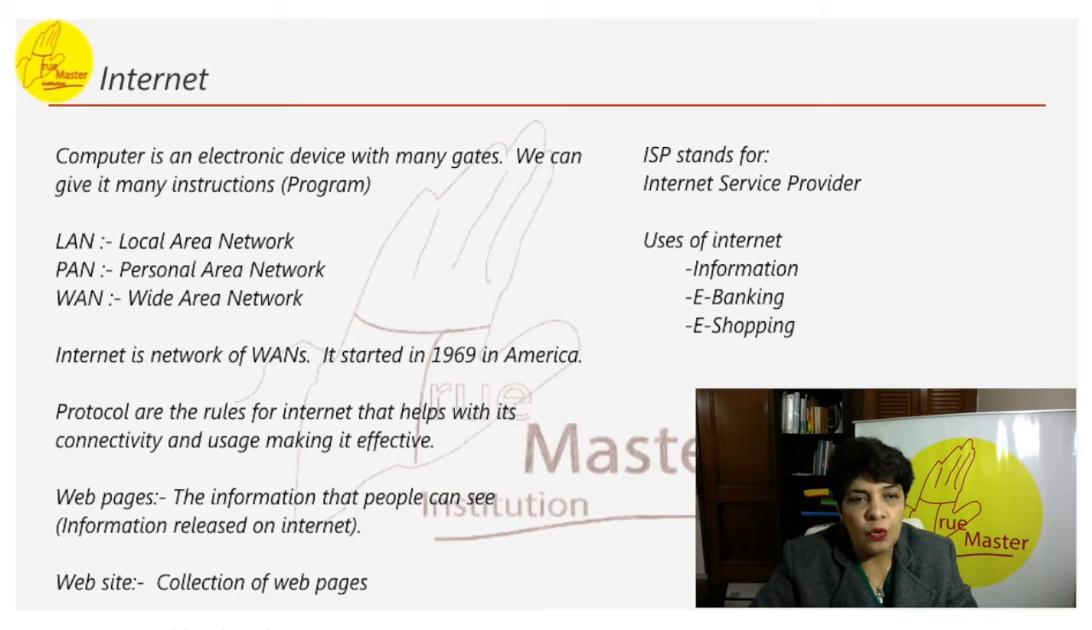Protocols, the term protocol means rules. Web pages, if we collect the web pages collectively, we can call it a website. ISP stands for Internet Service Provider. It can be Airtel, it can be MTNL, whatever is the internet service provider. Uses of the internet are like information, e-banking, e-shopping. So there are various uses of the internet, and you are well aware of them.